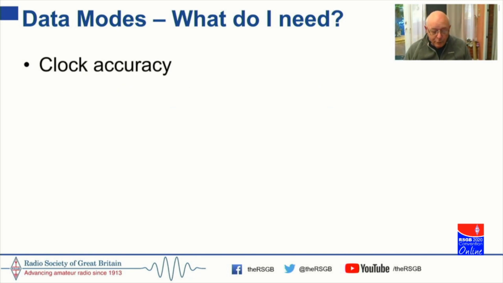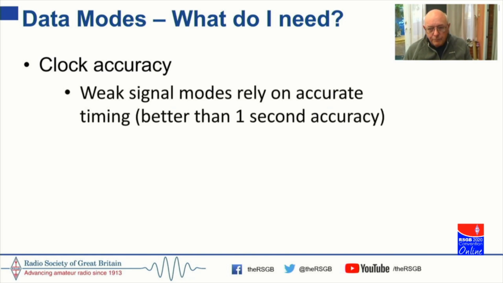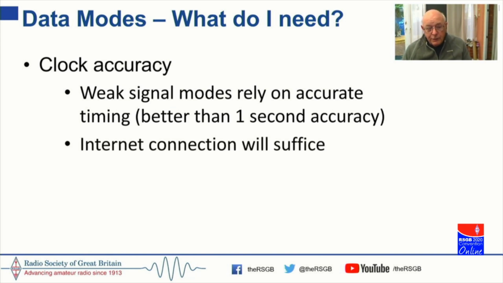One other thing you need to think about, particularly for the weak signal programs, is most of those rely on synchronization between stations, i.e. they use time slots for transmission and time slots for reception. So it's important to have a reasonably accurate clock. And it needs to be no better than a second accuracy. You don't need fancy NTP Stratum servers around you and everything. You just need better than 1 second accuracy. An internet connection will provide that for you.